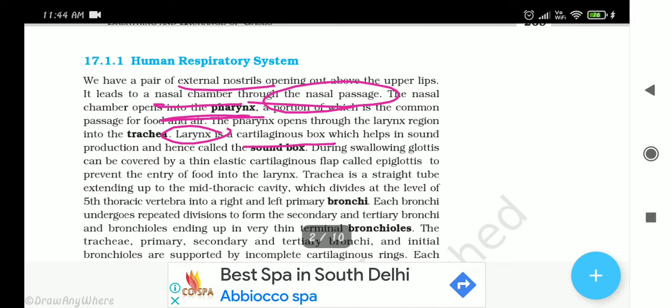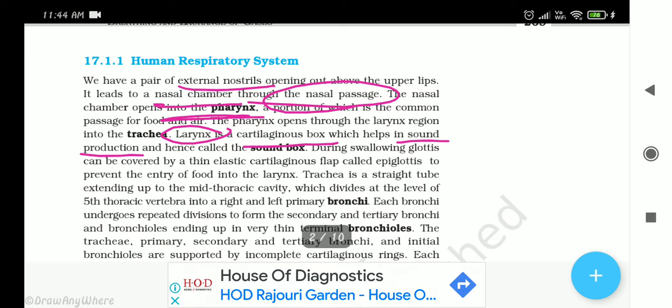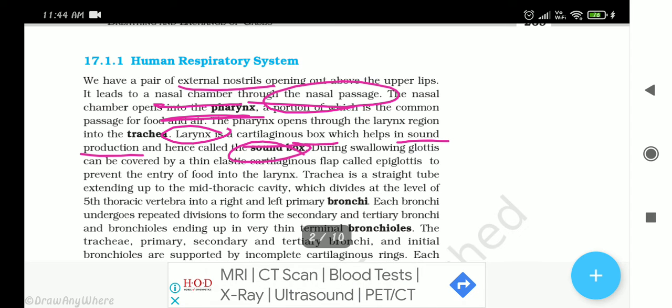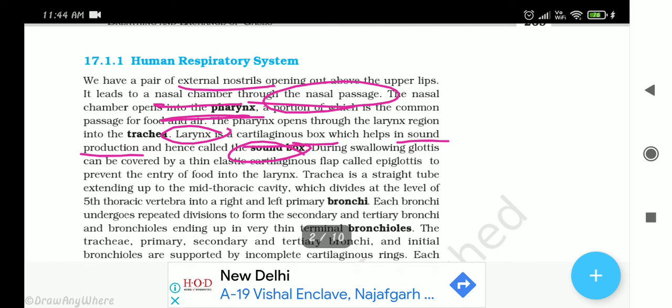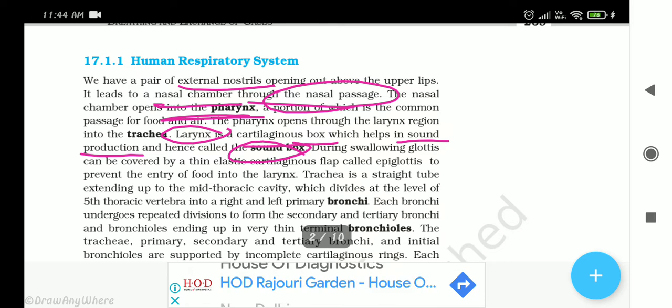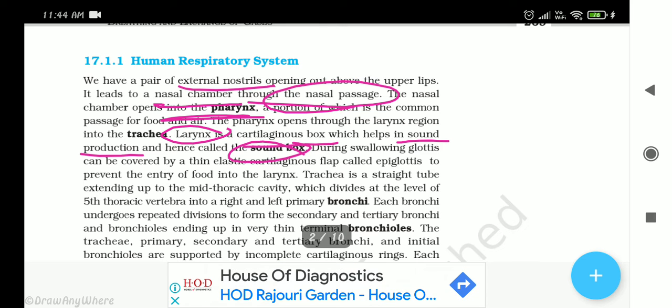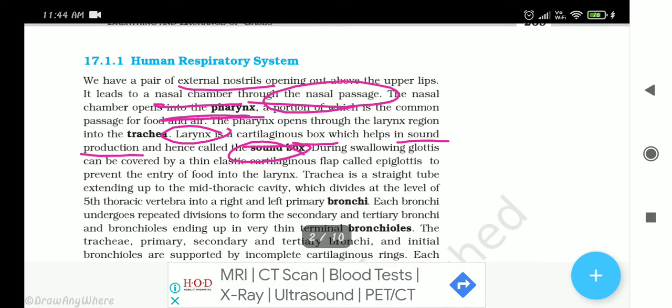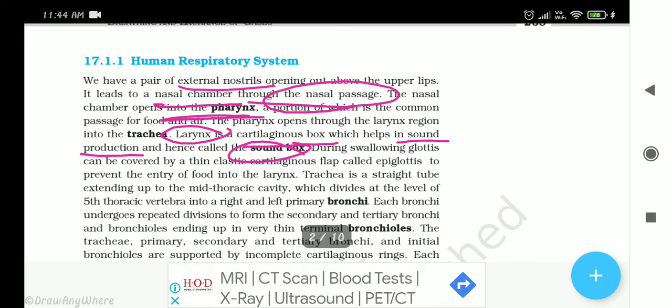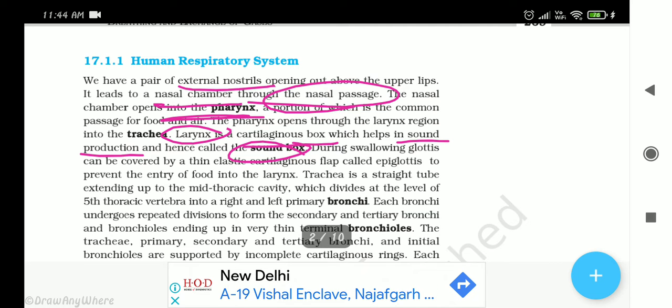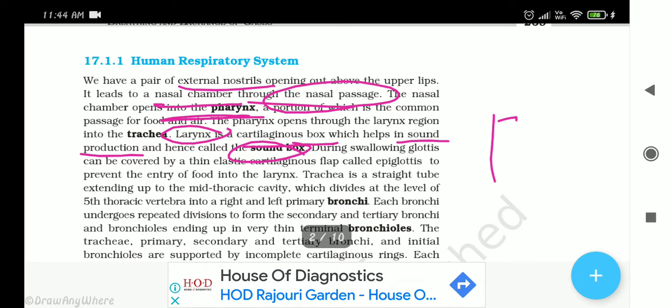Larynx is the cartilaginous box. We also call it the sound box, from where sound production happens, and therefore it is called the sound box because it is that cartilaginous box from where the sound is produced. Then it moves on to the trachea, and we also have, like this, our larynx. This is the epiglottis.